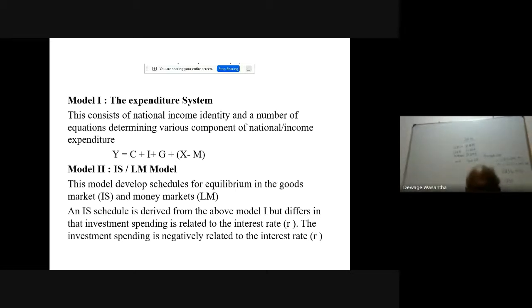ISLM model, I have a lecture at the end of this session. I have the ISLM model discussion. The IS curve represents the goods market equilibrium. The LM curve represents the money market equilibrium.